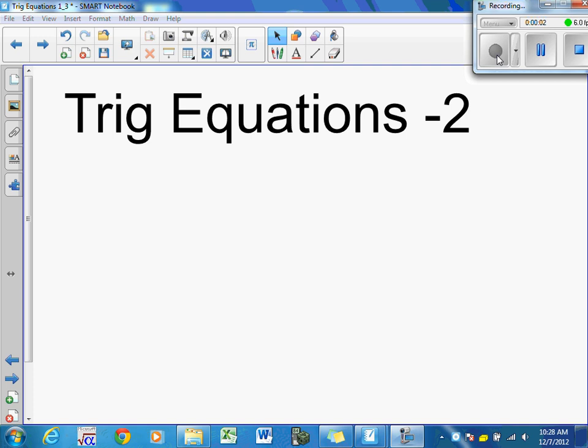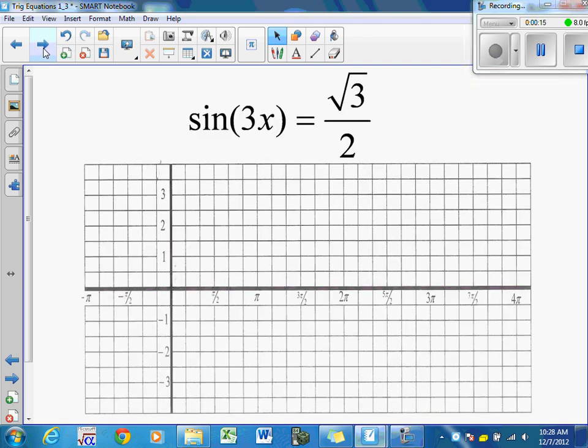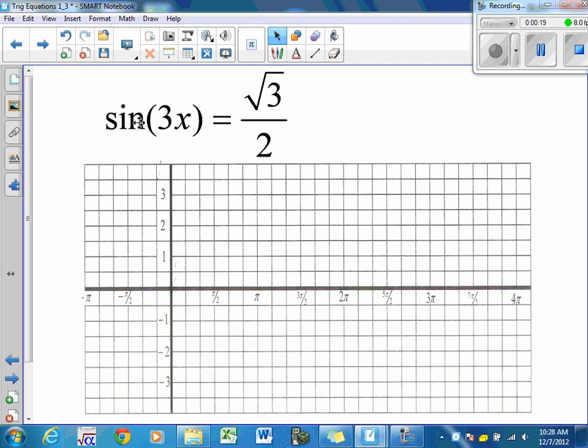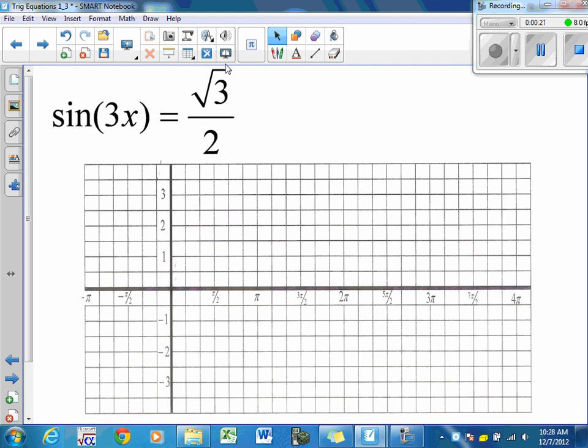In this video, we want to continue with our trig equations. We're just going to look at a few more types of equations and ways to solve equations. So first, let's consider this equation: the sine of 3x equals the square root of 3 over 2.